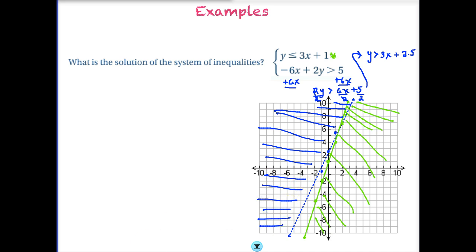Okay, so now we just need to really think about where do these overlap. And if you'll notice, it's just a very small sliver right in here. And that's where they overlap, in between the two lines. The blue line goes up, the green line goes down, and it's just right in there. Okay, so it's very, very close.